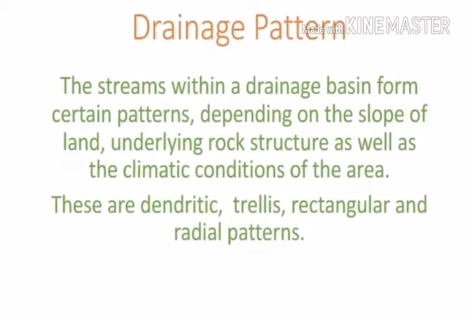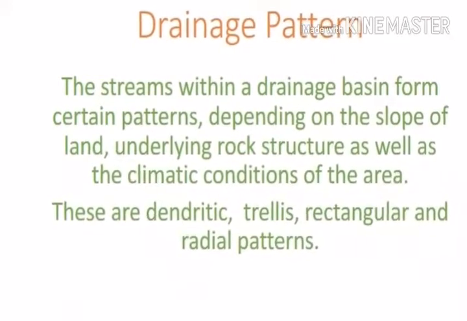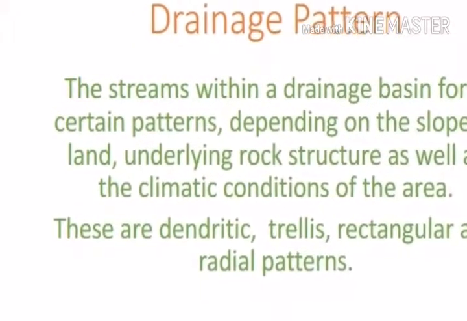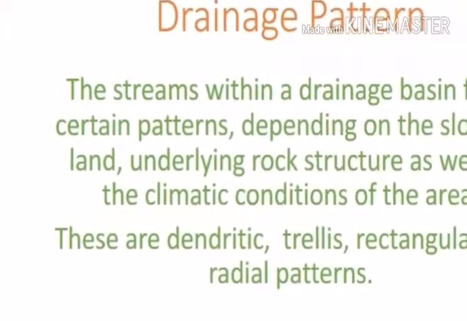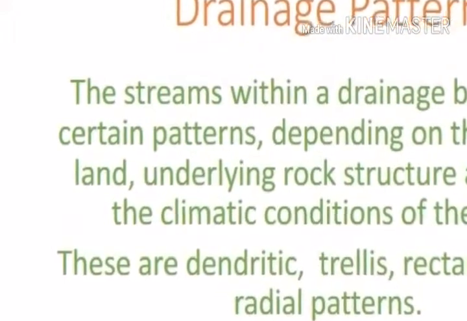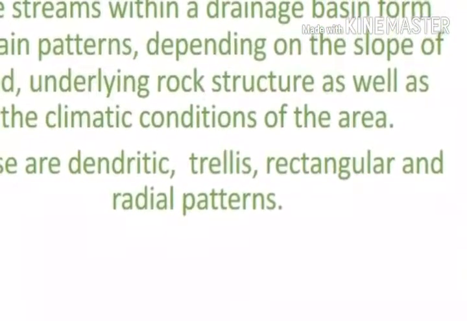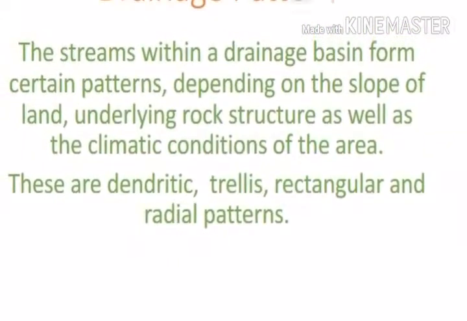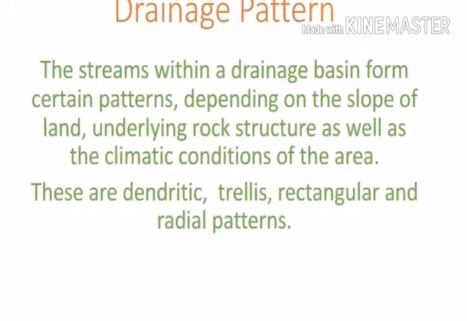Next is the drainage patterns. The streams within a drainage basin form certain patterns depending on the slope of the land, underlying rock structure, as well as the climate condition of an area. These are the dendritic, trellis, rectangular, and the radial patterns.